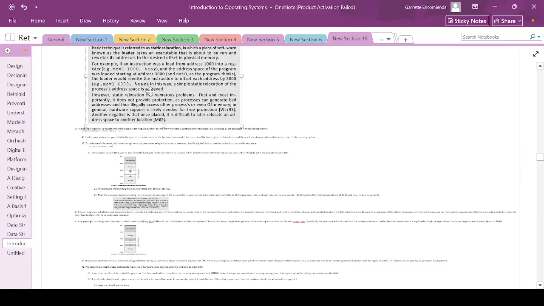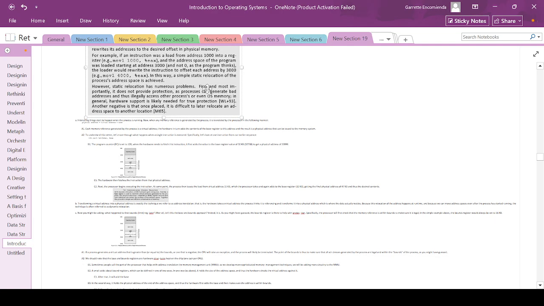So it becomes movl 4000, %eax, instead of 1000. In this way, a simple static relocation of the process address space is achieved. From that virtual address, it became 4000 in the actual physical memory.